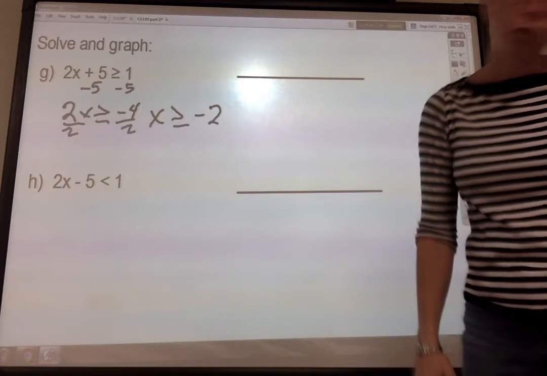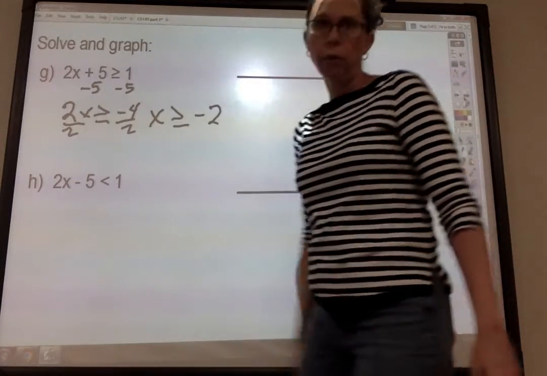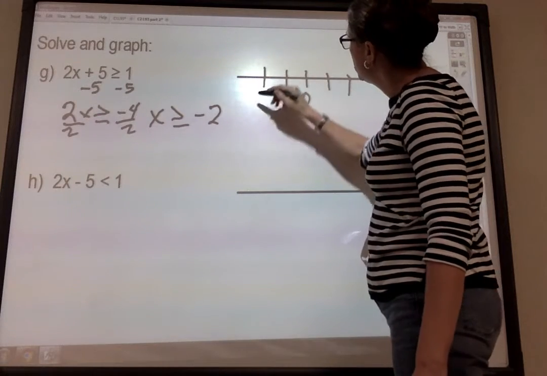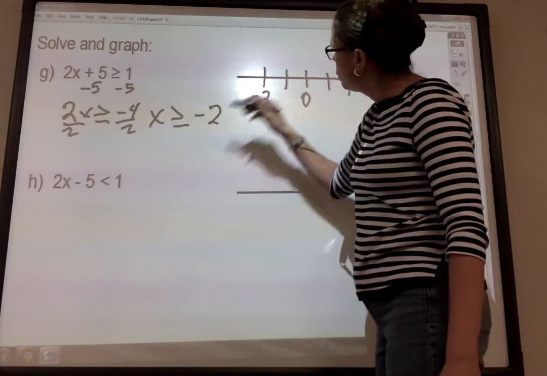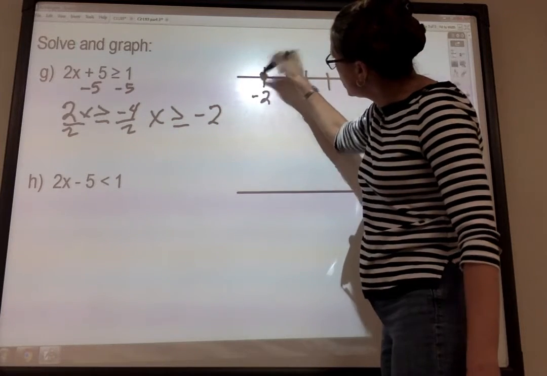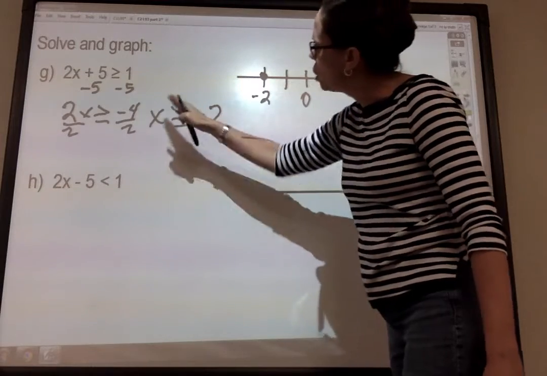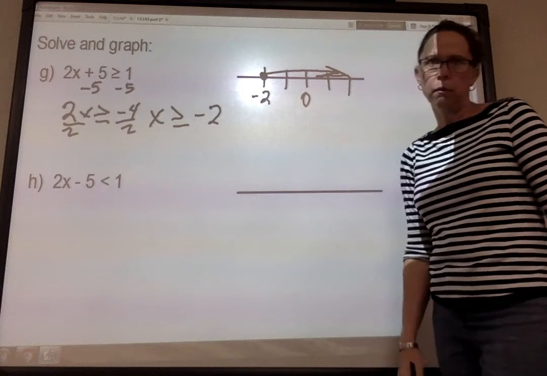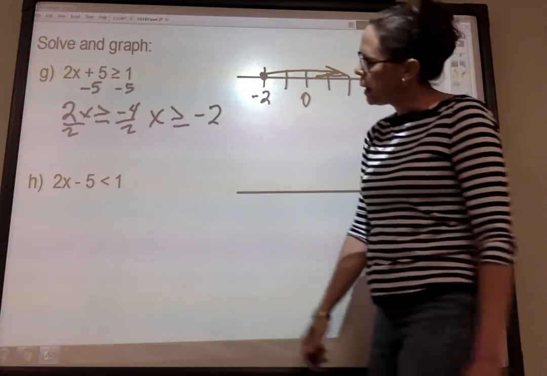Hopefully that's what you got for G. Now I've done the first part, I've done the solving part, now I've got to graph it on my number line. So here's 0, 1, 2, negative 1, negative 2. X is greater than or equal to, that means on negative 2, I get a filled in circle, and I need to draw an arrow showing values greater than that. So my arrow goes that way. Okay? To the right.